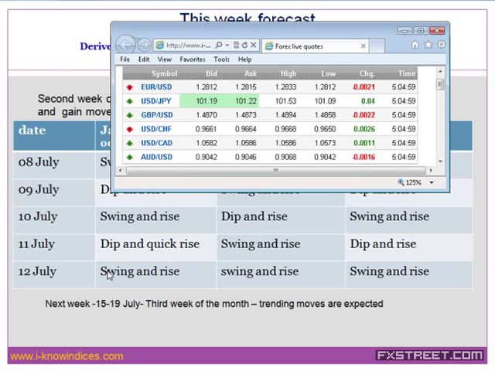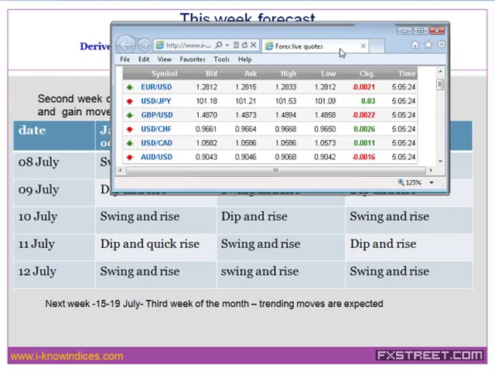As a result, you will come across more gaining moves in all currencies during this particular week. The next week again, the trending move, third week of the month, the upward trending move is expected from 15th to 19th of July.